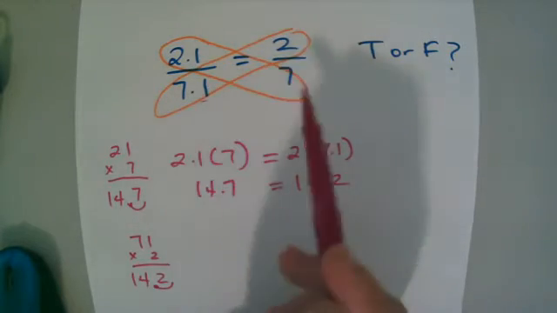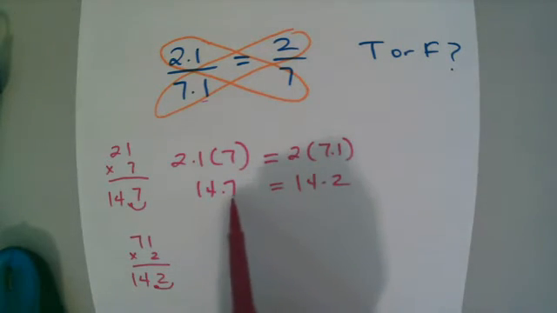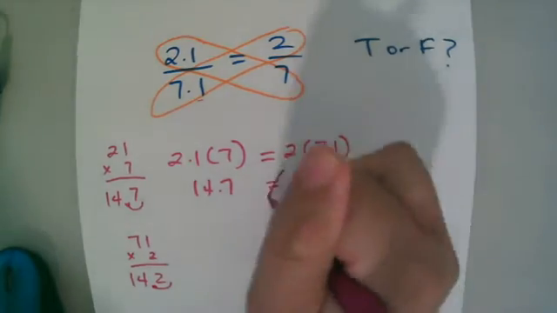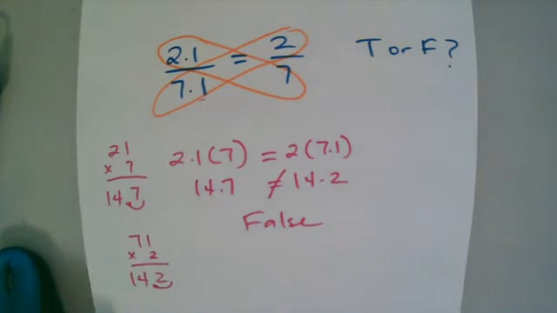Are these ratios equal to each other? False. It is not, because this is 14.7 and this is 14.2. So they do not equal. This one is false. Okay? So how do we check if proportions are equal to each other? We cross multiply.